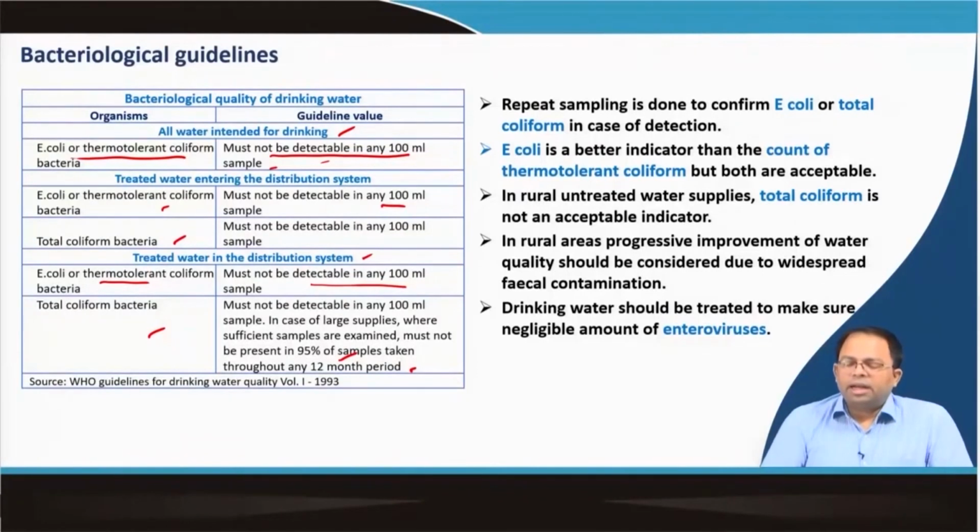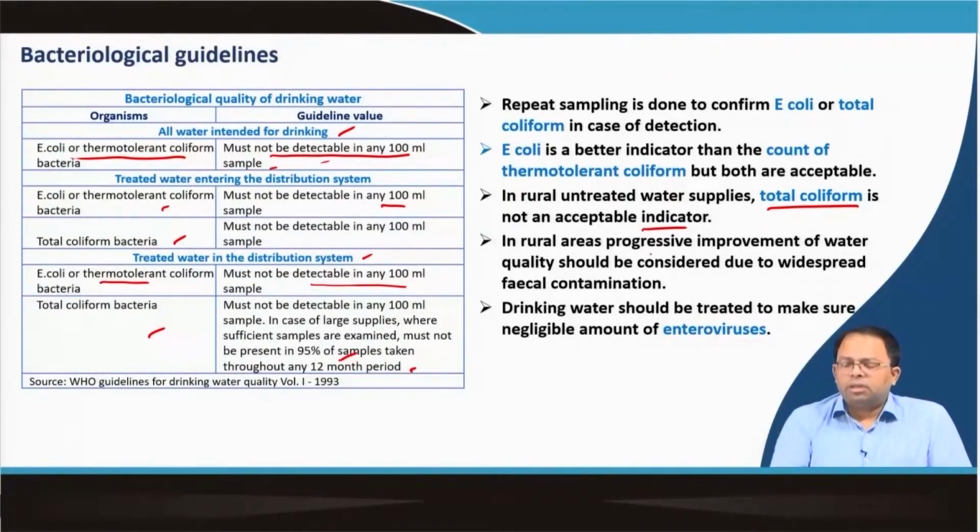And in rural untreated water supplies, total coliform is not an acceptable indicator. I was talking about this in my earlier lectures, where we stated that in rural water supply, there is a lot of fecal contamination. So total coliform count would be there, right? So if I take that as an indicator, then none of the water supplies could be of any use, right? So we have to understand that in rural water areas, we cannot expect that suddenly we will have very, very clean water.